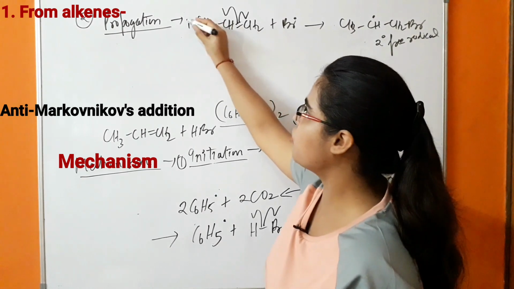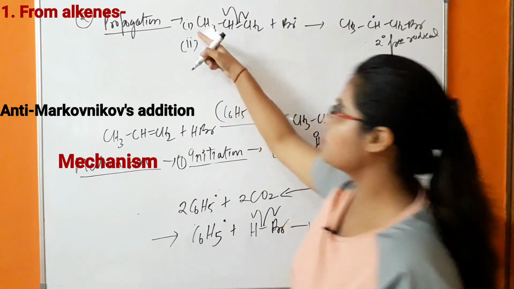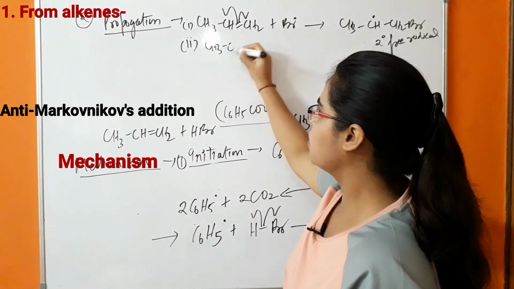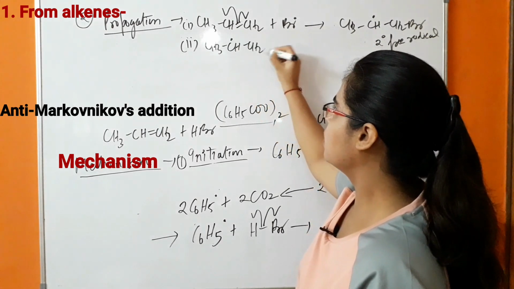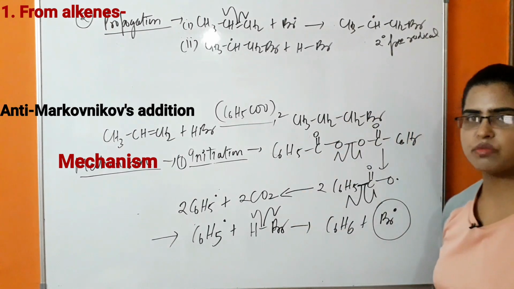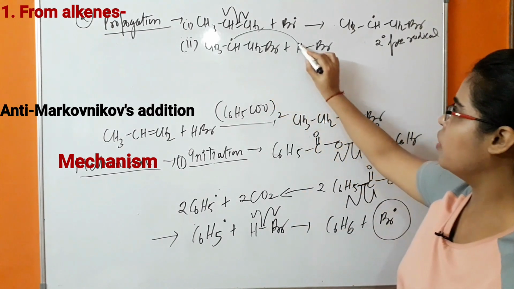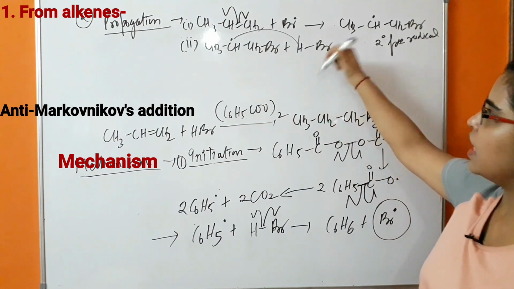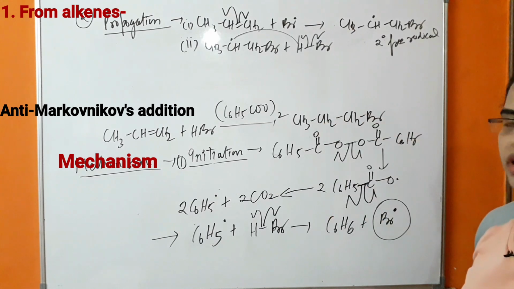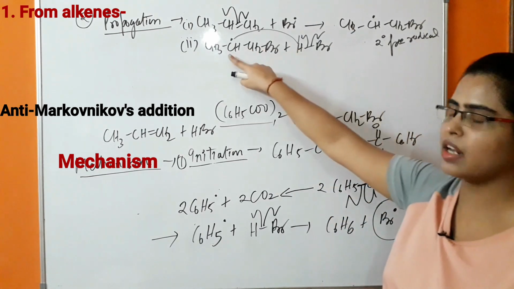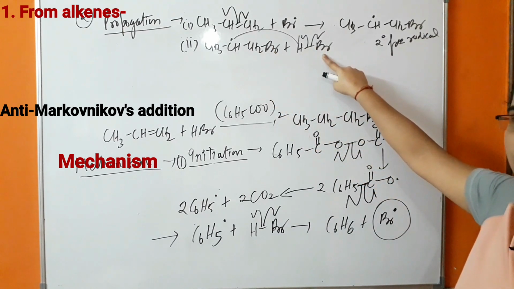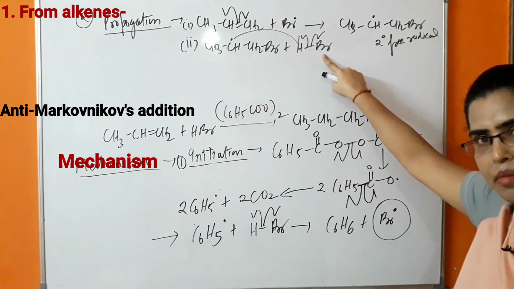This is the first step of propagation. In the second step of propagation, this secondary free radical will further react with another molecule of HBr, and will attack the hydrogen. Because of that, homolytic fission takes place in this hydrogen-bromine bond. So this hydrogen free radical will combine with this carbon free radical, and again there is a generation of a bromine free radical.